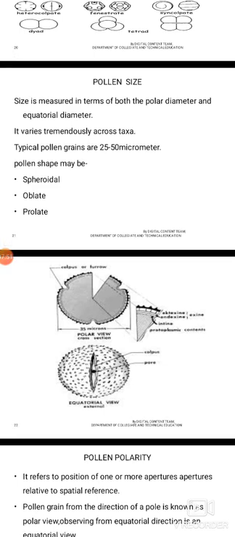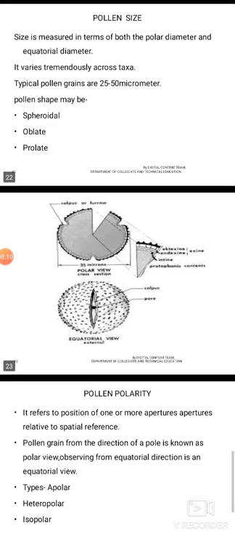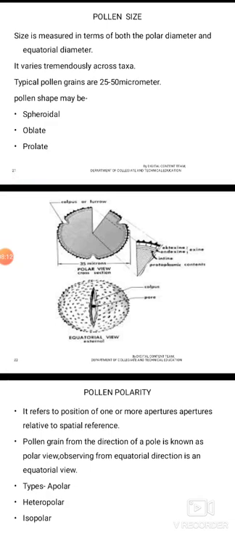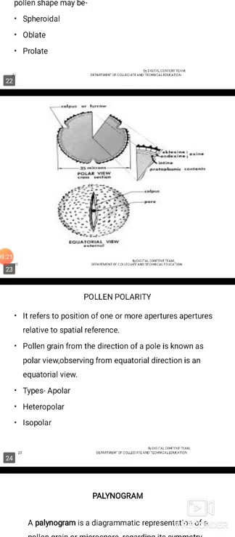Pollen polarity. It refers to the position of one or more apertures relative to the spatial reference. Viewing pollen grains from the direction of a pole is known as polar view. Observing from the equatorial direction is an equatorial view. The different types are apolar, heteropolar, and isopolar.